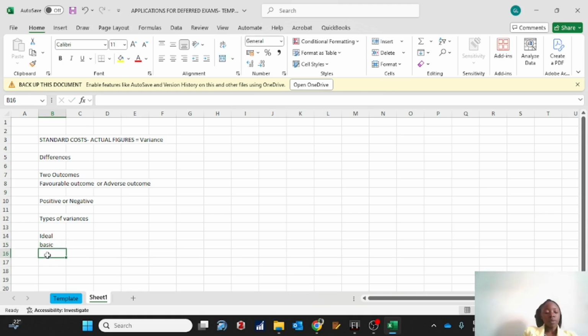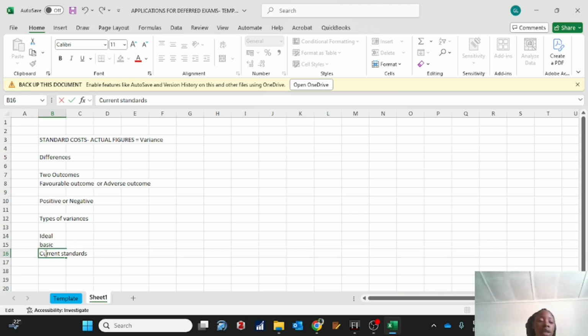Then we have what we call current standards. Current standards are standards that we are trying to achieve currently. If our goal is to achieve a certain standard, for example, that in a month I should only be spending 5,000 kwacha at most, I'm only trying to reduce my expenses so that the expenses will be within 5,000. That is a current standard.